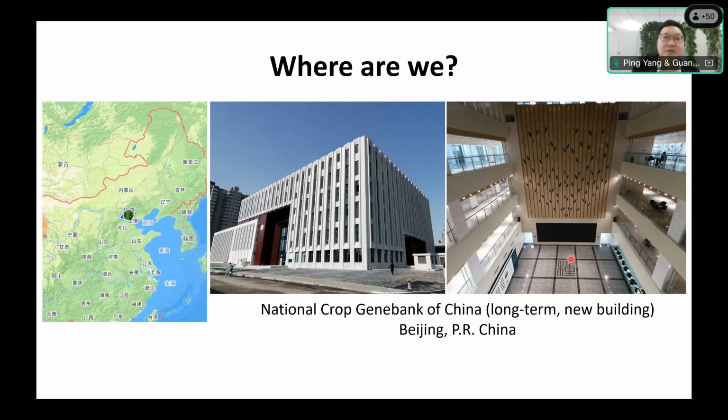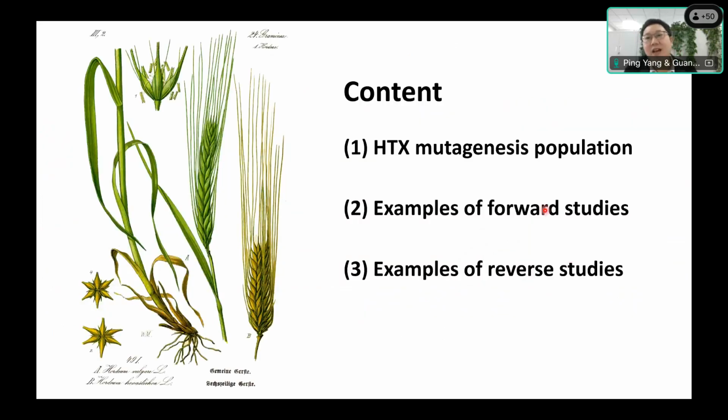So now come back to my talk. In this talk, I would like to introduce three parts, including the HTX mutagenesis population preparation, and also give some examples to show forward and reverse genetic studies.